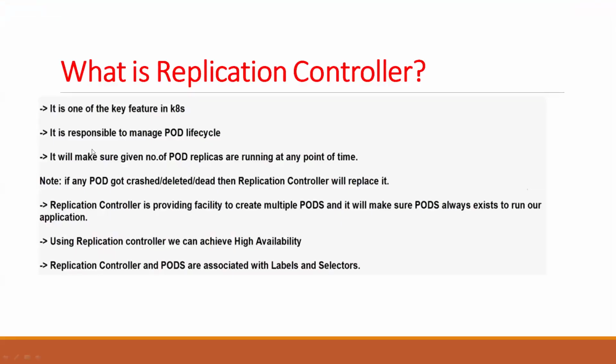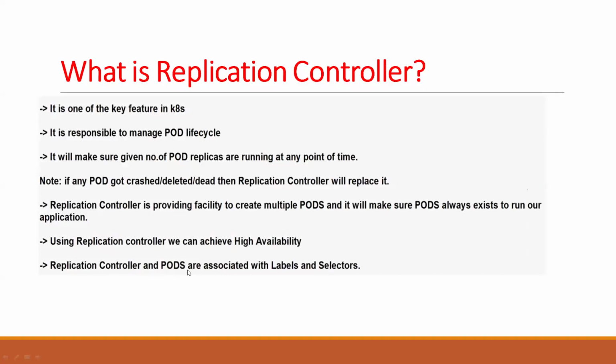What is a replication controller? It is one of the key features in the Kubernetes cluster. It is responsible for managing the pod lifecycle. It will make sure the given number of pod replicas are running at any point in time. If any pod crashes, is deleted, or dies, the replication controller will replace it. It provides the facility to create multiple pods and makes sure pods always exist to run our application. Using a replication controller, we can achieve high availability.